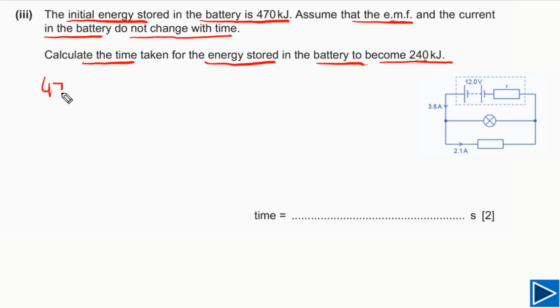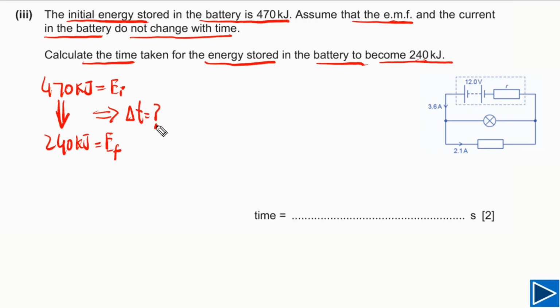The question is simply asking about the initial energy of the power supply, which is this one. We can say this is E_i, the initial energy, and then it decreases to 240 kilojoules. We can say this is the final energy. The question is asking what the time taken is, which means we need to find the value of delta T.